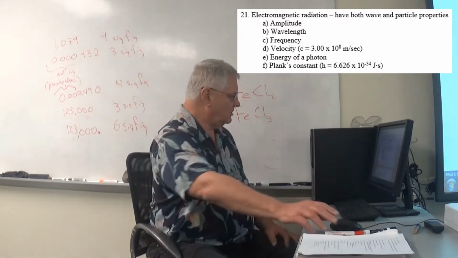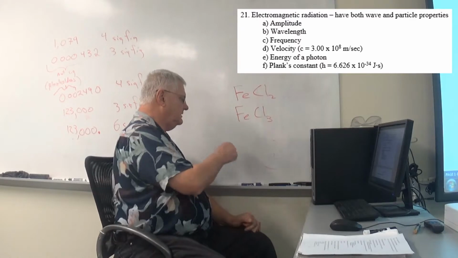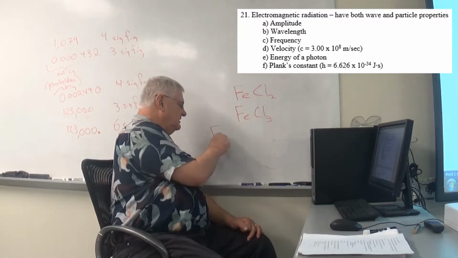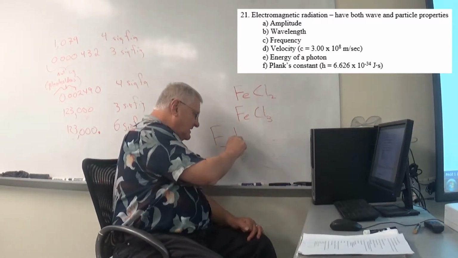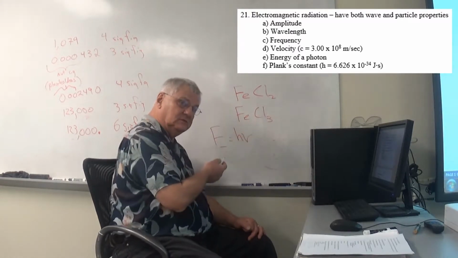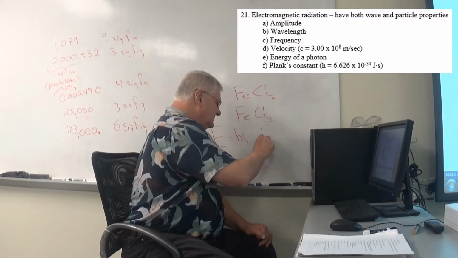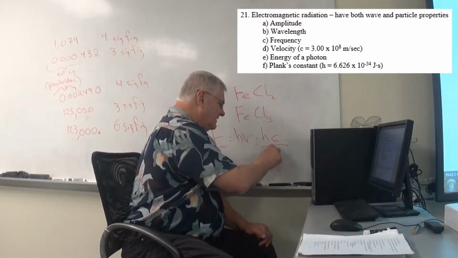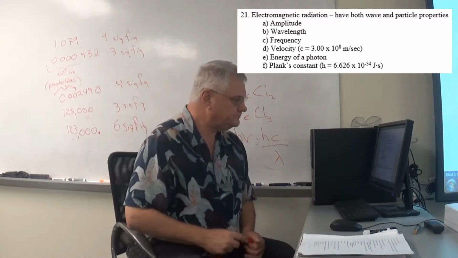The energy of a photon, and again, they'll be on the sheet, but those are pretty simple equations. The energy of a photon is Planck's constant times the frequency, or Planck's constant times the speed of light divided by the wavelength, okay?